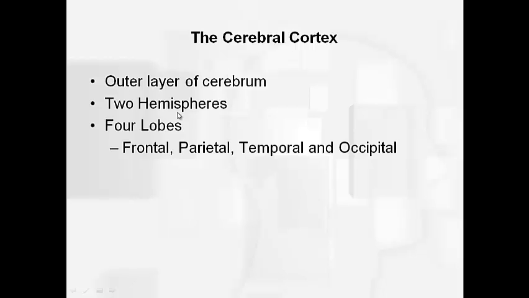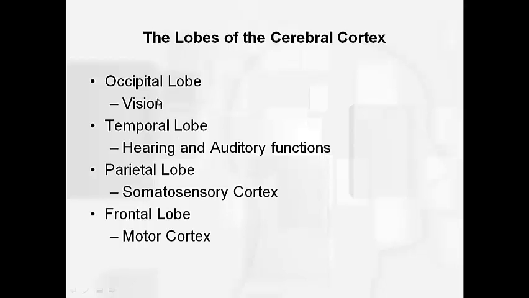So we have two hemispheres, and within each hemisphere we have four lobes. We have the frontal lobe, the parietal lobe, the temporal lobe, and the occipital lobe. And you can see some of the primary functions of these different lobes. The occipital lobe, located right in the back of our cortex, is responsible for vision. The temporal lobe, located approximately below our ears, is responsible for processing hearing and auditory function.